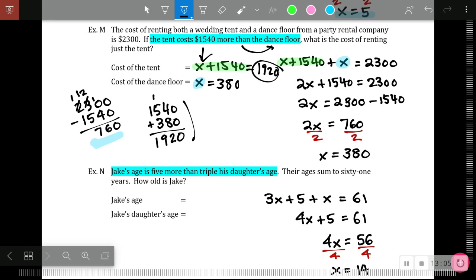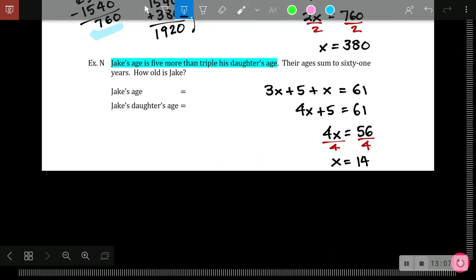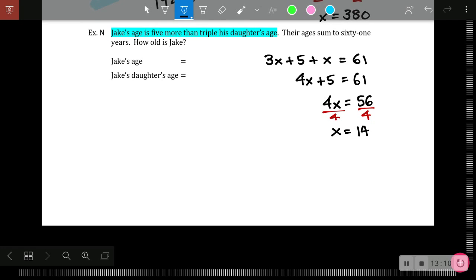Okay, moving right along, we got one more here. Example N. It says Jake's age is 5 more than triple his daughter's. So we're going to put an X on his daughter's age. And 5 more than, reversed addition, triple his daughter's. So what we have here is the sum is 61. So here's Jake's age. Once again, I have the wrong tool there. Jake's age plus his daughter's age adds up to 61.